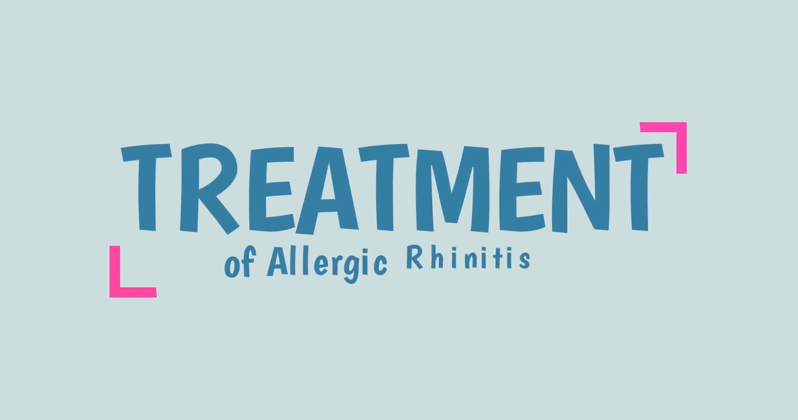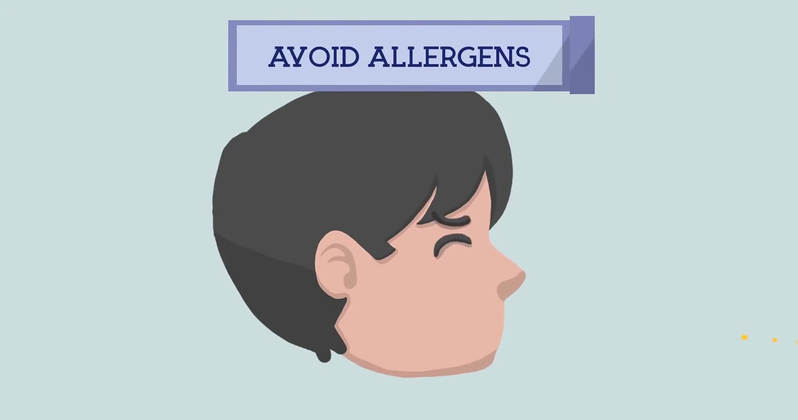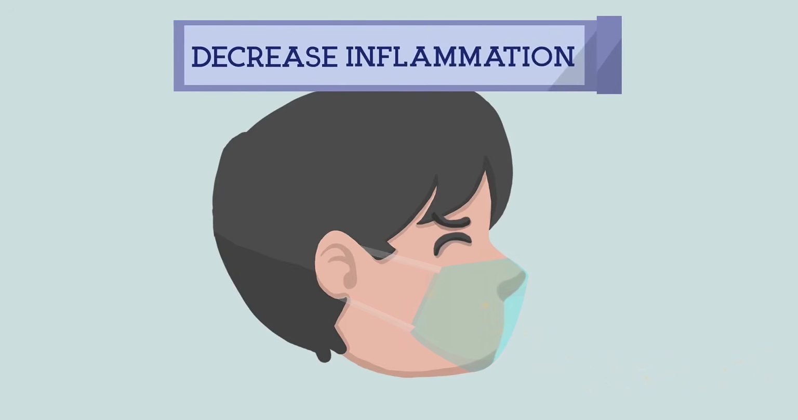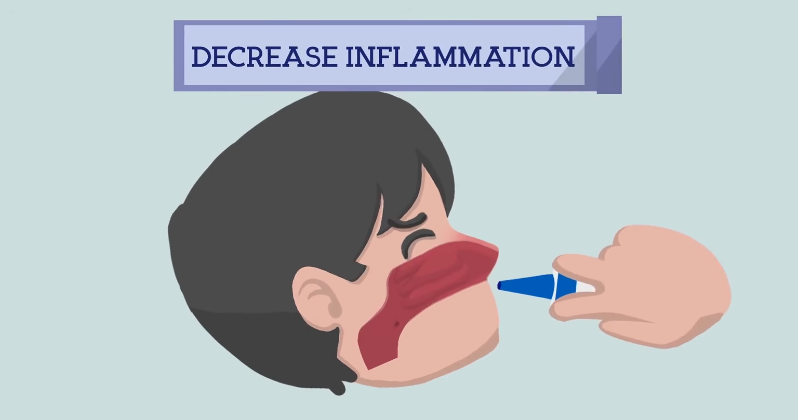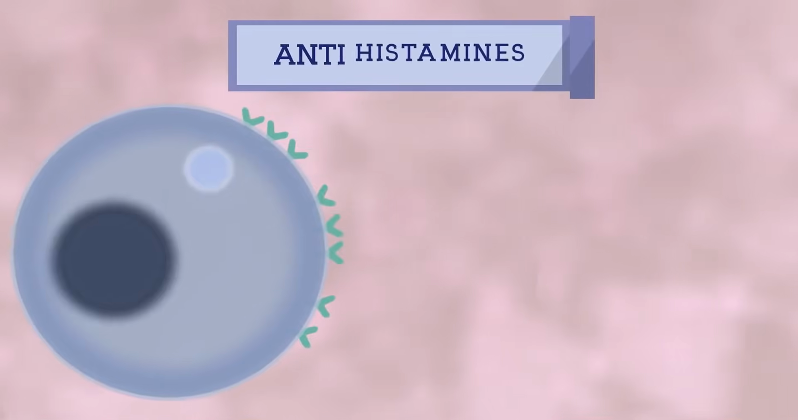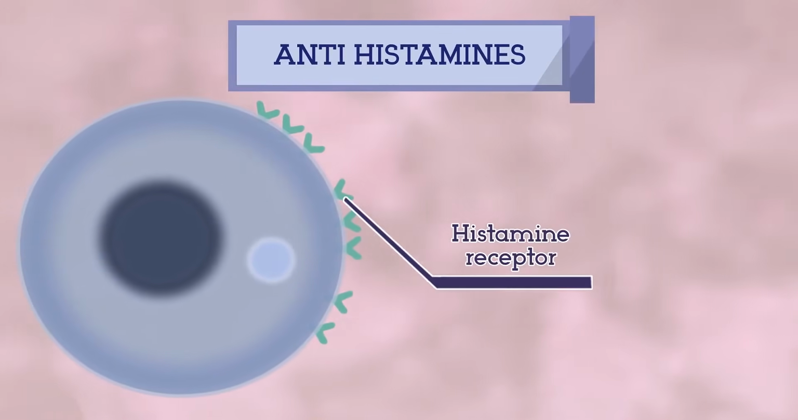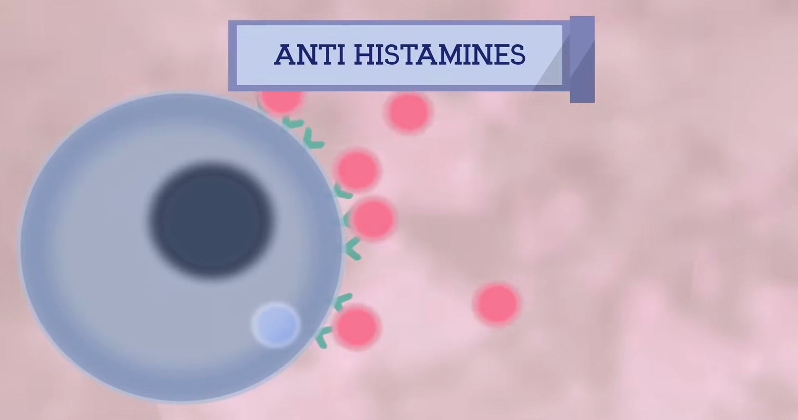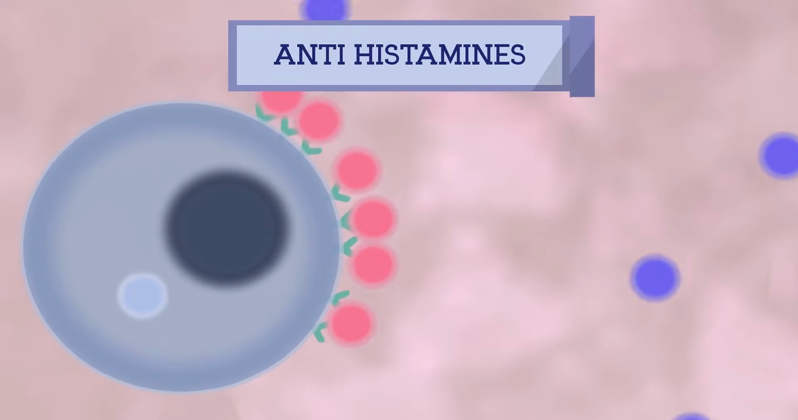Treatment of allergic rhinitis is achieved by targeting different steps in the pathway to allergy. 1. Avoid allergens. This can be done by taking precautionary measures to avoid exposure, for example, wearing face masks in pollen season. 2. Decrease inflammation. This can be achieved by steroids applied directly to the nasal mucosa. 3. Antihistamines. These target the action of histamines by blocking the histamine receptors, thus stopping the action of histamine.